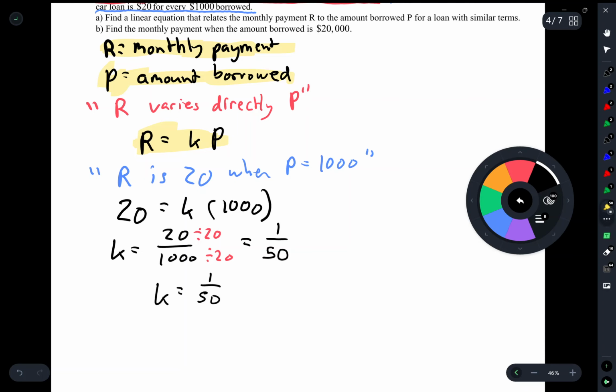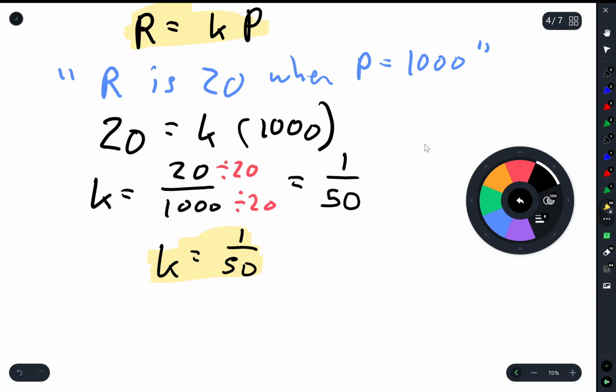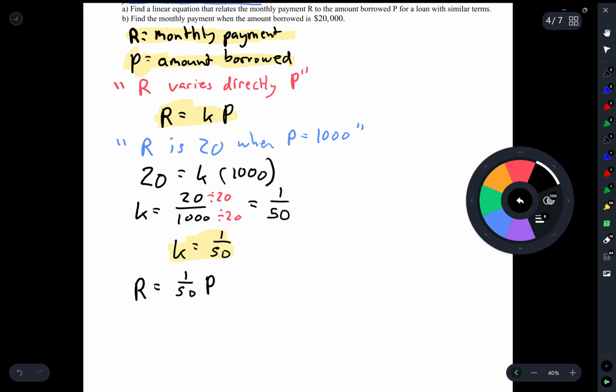Again, that's a nice thing to know, so let's highlight that. So we know that R is the monthly payment, we know that P is the amount borrowed, we know that R equals K times P, and we just found out what K is. So we get that R equals 1 over 50 times P, which is probably going to be very useful when we do this problem. So again, this might be something that we want to highlight. R equals 1 over 50 times P.